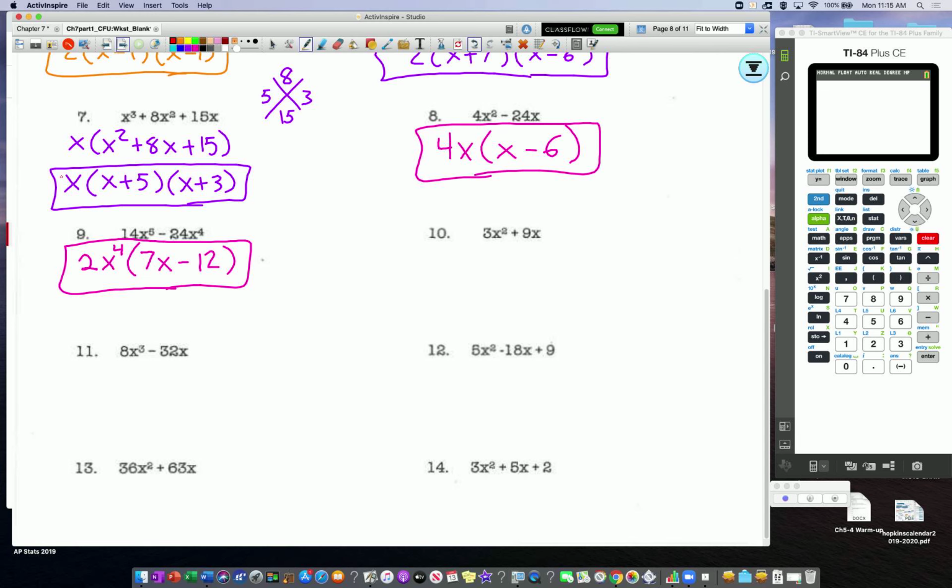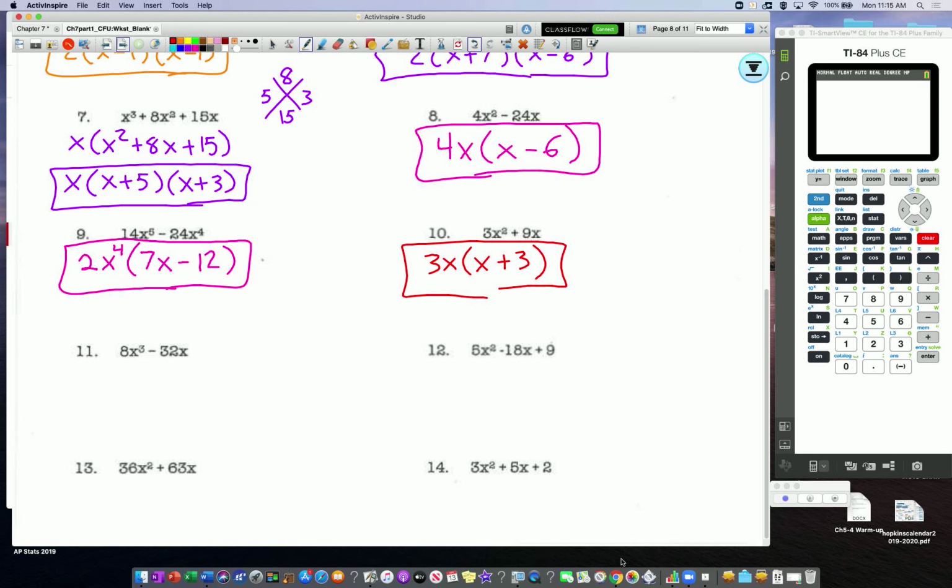All right, let's see here. Number 10. They share a 3 and an x. I'm just left with x plus 3. So 3x times x is 3x squared, 3 times 3 is 9 with the x. Oh, that wasn't too hard.